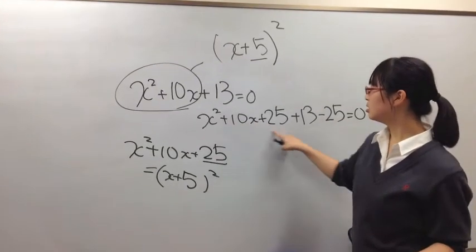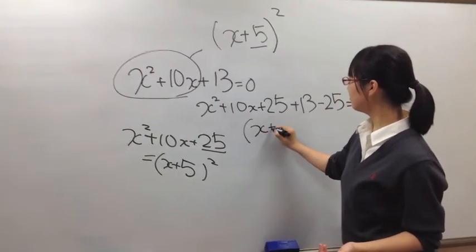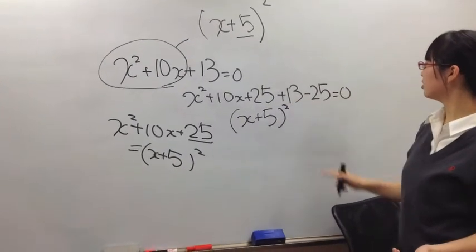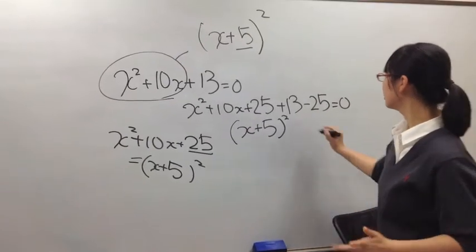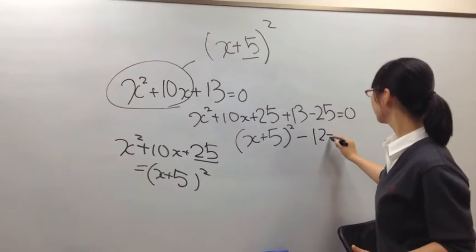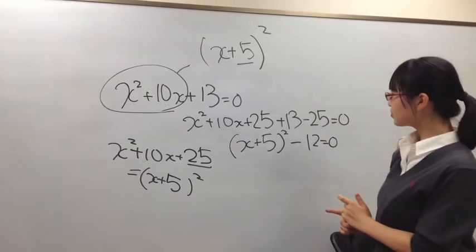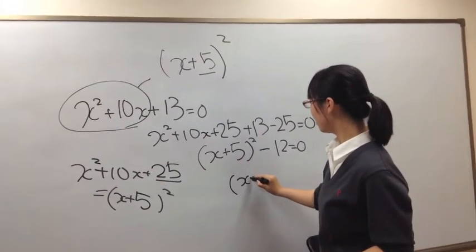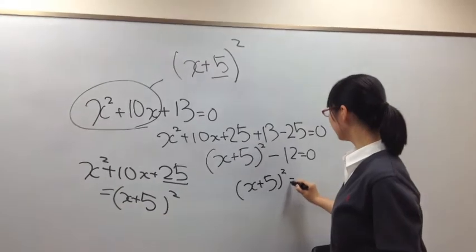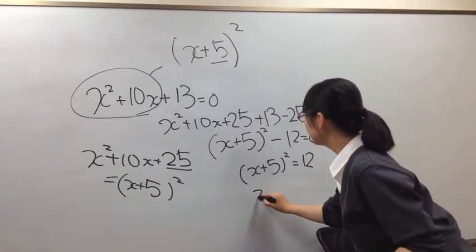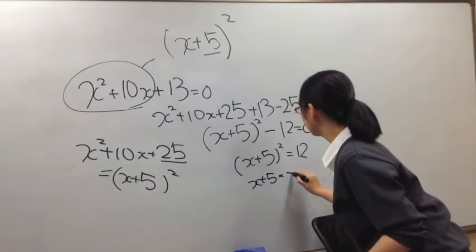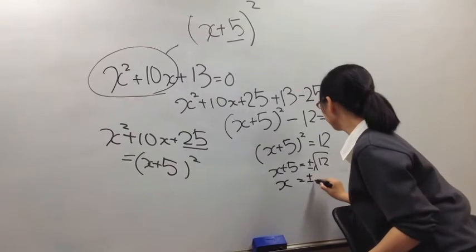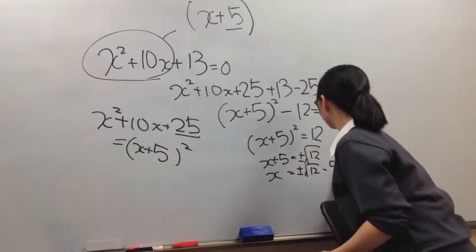So just calculate that to x plus 5 squared, and add these together. What is that? Minus 12. So x plus 5 squared equals 12. x plus 5 equals plus or minus root 12. x equals plus or minus root 12 minus 5.